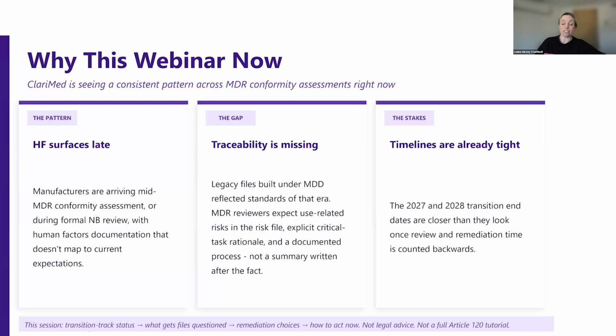Traceability is missing. So legacy files built under MDD reflect the standards of that era. Things we're just expecting to have, documents are a lot more traceable nowadays. And timelines, sadly, are getting quite tight. And the 2027 and 2028 transition end dates are closer than they look once review and the remediation time is counted backwards. So remediation, meaning the adaptations people are having to make to get their documentation up to scratch.